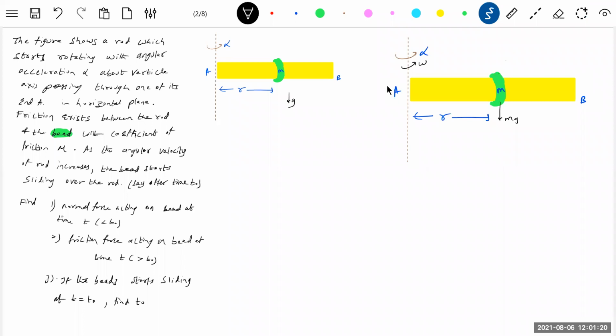There will be a normal contact between the bead and the rod. Then a pseudo force, m omega square r, or centrifugal force, better you call. This is for t less than t naught that we are discussing. Then the friction will be here. Let's look at the rod.